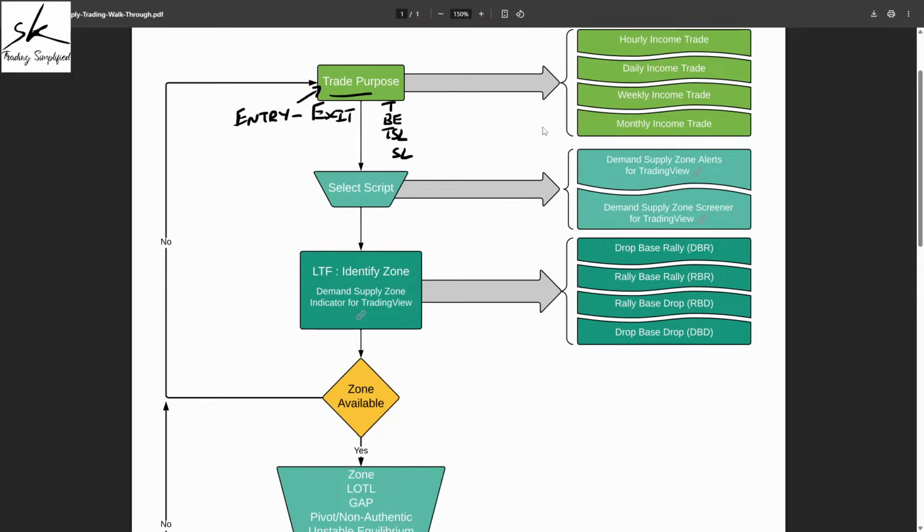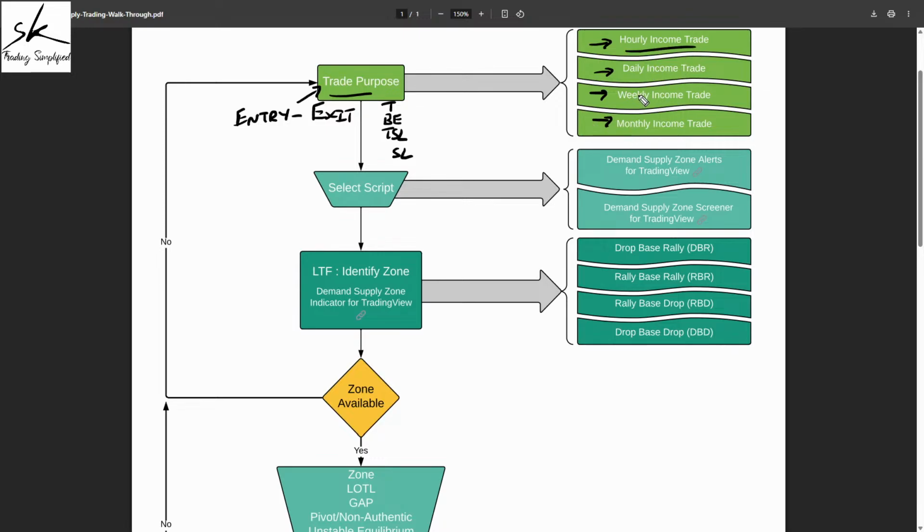And to overcome this challenge, we do not start by randomly selecting any time frame. We again go with a very mechanical approach, and that mechanical and logical approach is that the longer I want to be in the trade, the bigger the time frame I should be using for my analysis. Similarly, the smaller I want the duration for the trade, the smaller the time frame I should be using. So I have divided these trades into 4 different purposes. We call them the hourly income, daily income, weekly income, and monthly income.